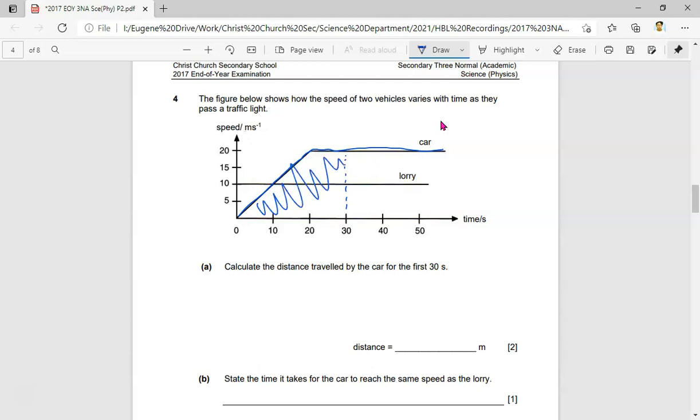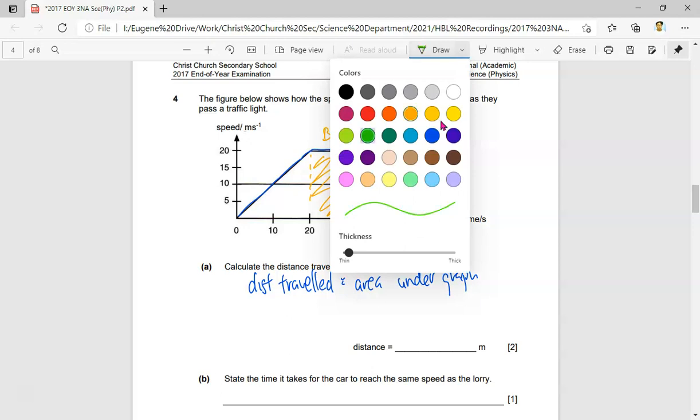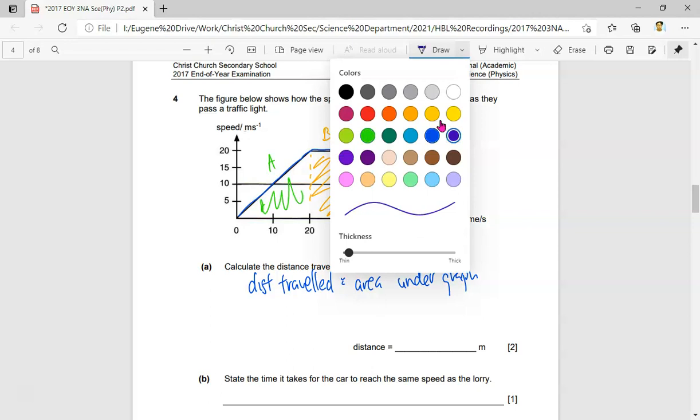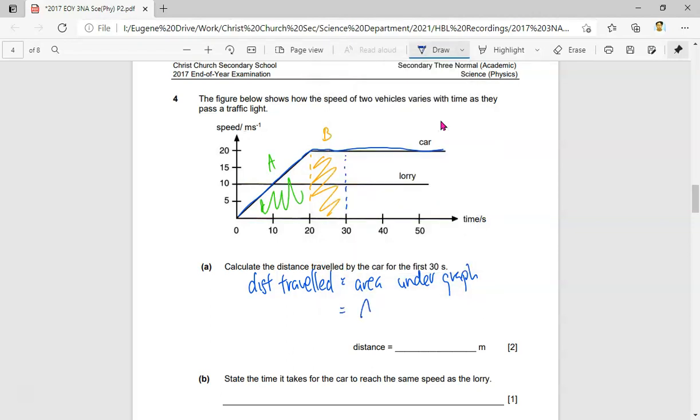To calculate the distance traveled in such a graph, always take note, if I've got a speed-time graph, the distance traveled is equal to the area under the graph. So what I'm going to do is split this graph into two segments. The first one over here, I call region B. The next one over here, I call region A. To find the area under the graph, I'm taking A plus B. A is a triangle.